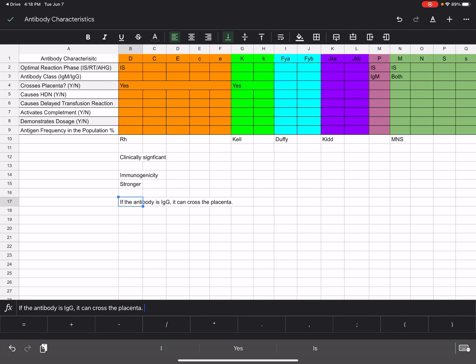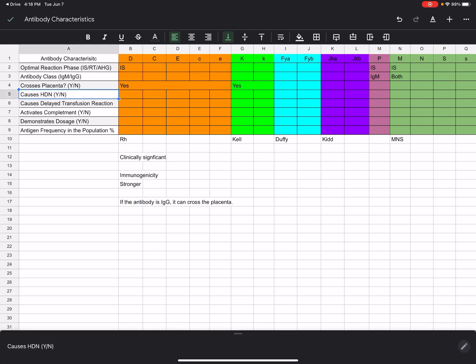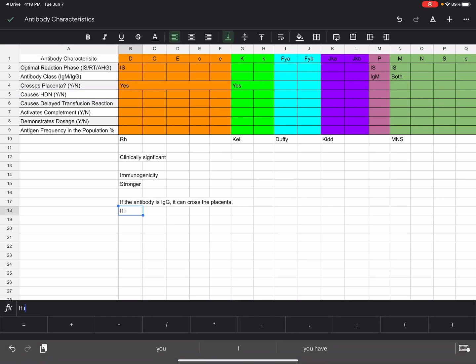And if it crosses the placenta, guess what? It causes hemolytic disease of the newborn. So if it crosses the placenta, it can cause hemolytic disease of the newborn. Definitely two things to keep in mind.